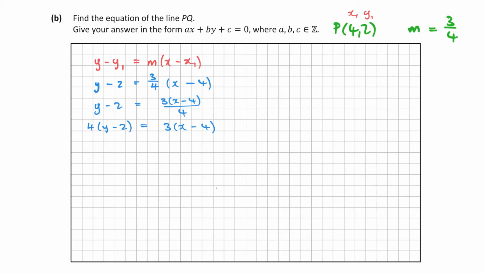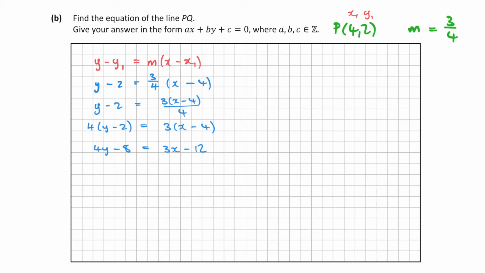The next step is just to expand out what we have. So we'll end up with 4y minus 8 equals 3x minus 12. The next step is to bring all of our x's to the left-hand side. Typically we put things in the form of x's, y's and numbers, so that's what I'm going to do.